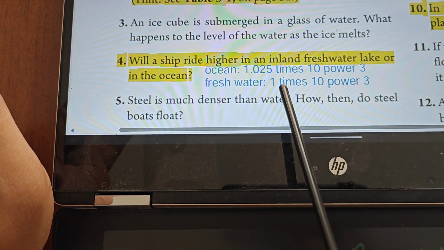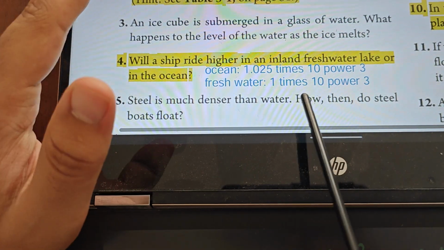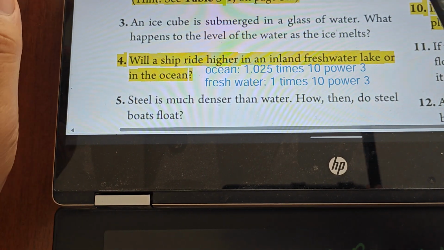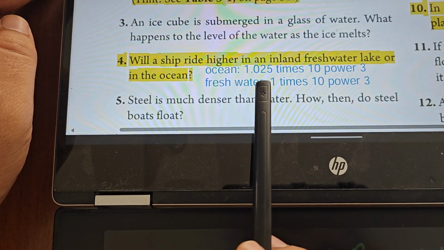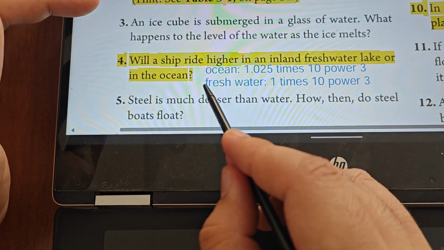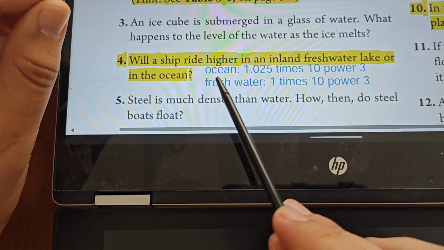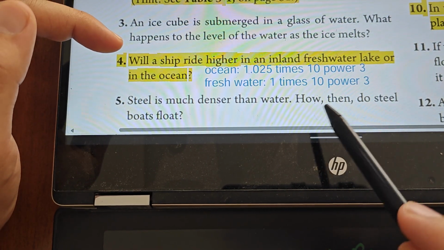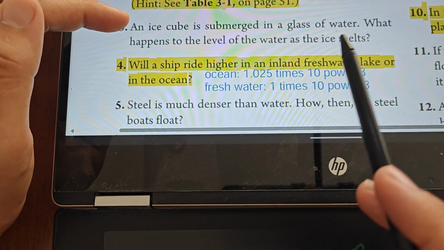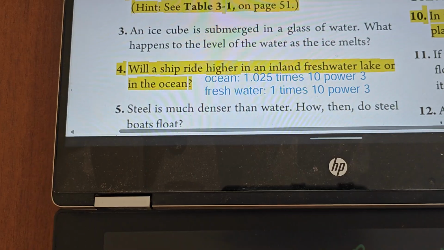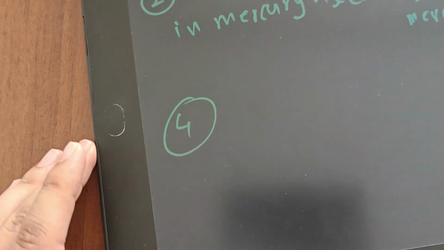Freshwater is 1 times 10 power 3. Like the previous question, freshwater is every time 1 times 10 power 3. But the ocean's water is 1.025 times 10 power 3. Which one is the greatest? Of course, the ocean. Because the ocean's density is greater, the ship can ride higher in the ocean compared with the freshwater. The answer: ocean.